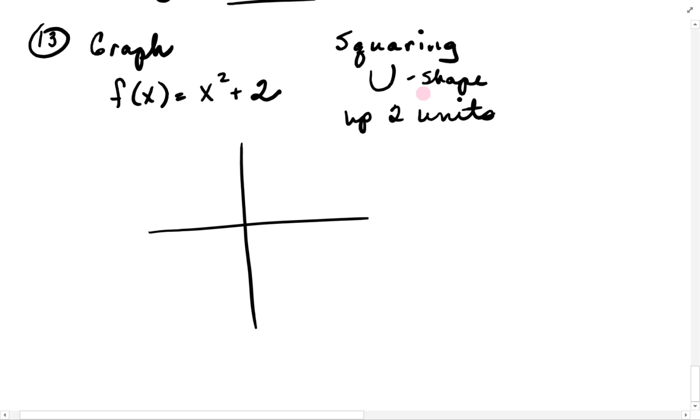I think about the parent function, the U shape, and it looks like this. If I were graphing, I wouldn't graph this, but I would think it. And then my graph is supposed to be identical in shape, but shifted up 2 units, so it will look like this. So I would look for the choice that looked like the U, whose bottommost point was at 2.